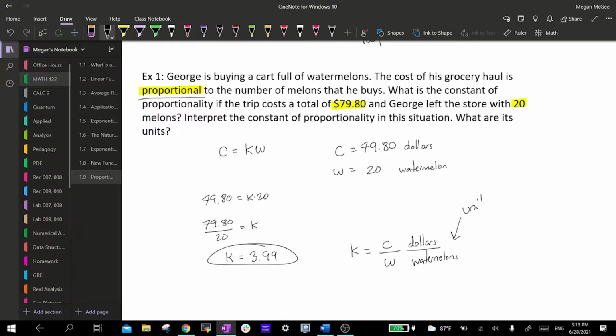These are our units for k. It's going to be dollars per watermelon. So if we're interpreting our constant of proportionality, $3.99 is going to be the cost, or I will say price, the price of one watermelon. That's our interpretation of our constant of proportionality in this case.